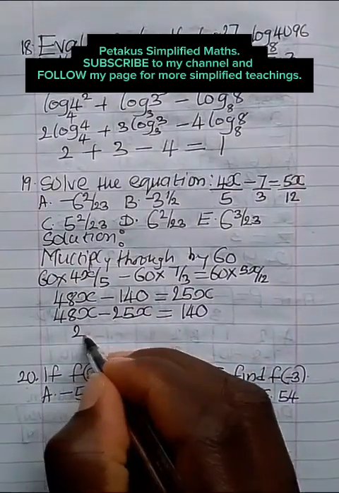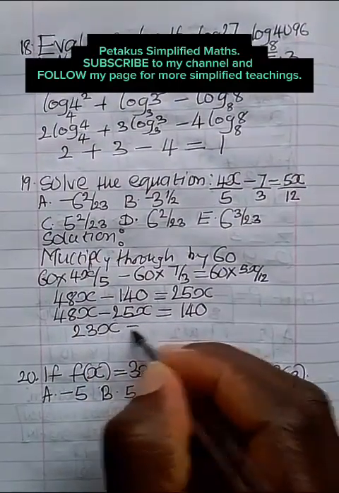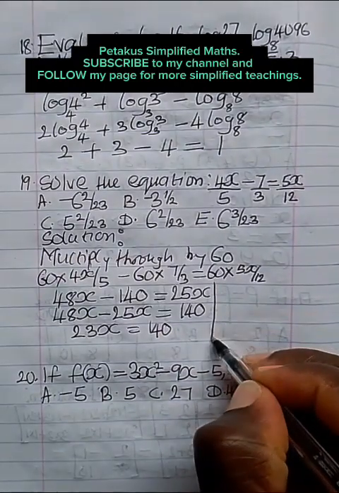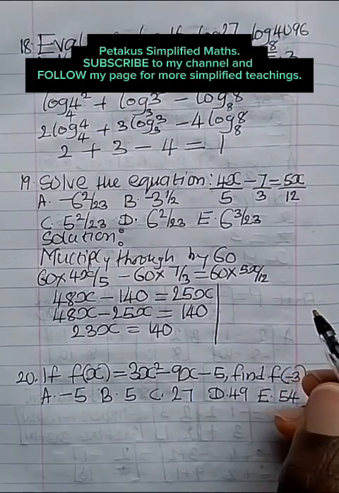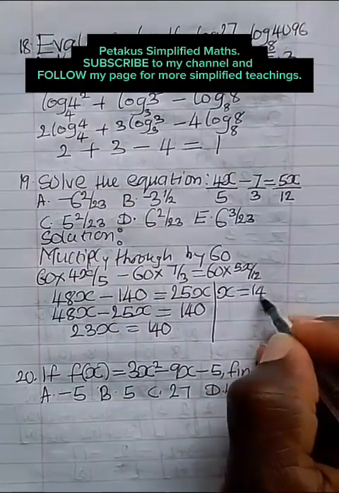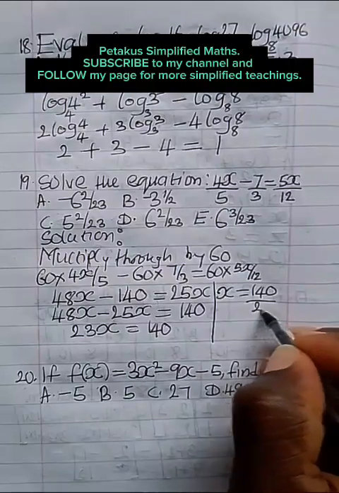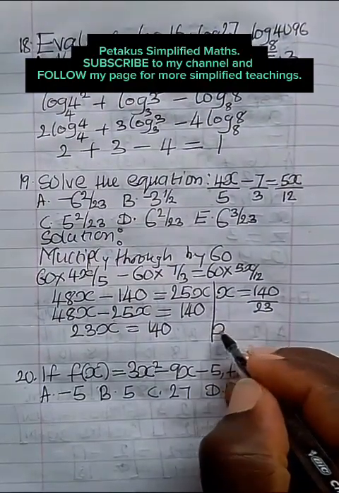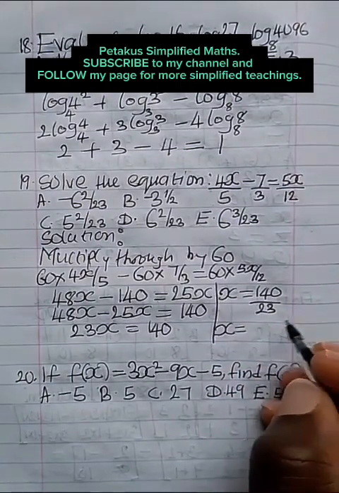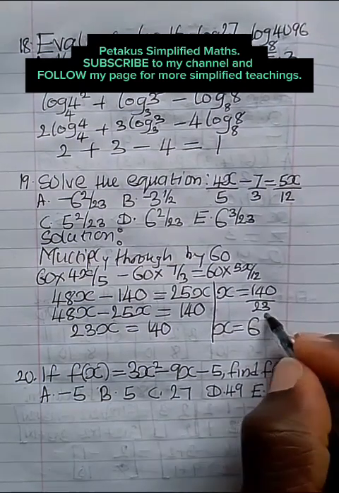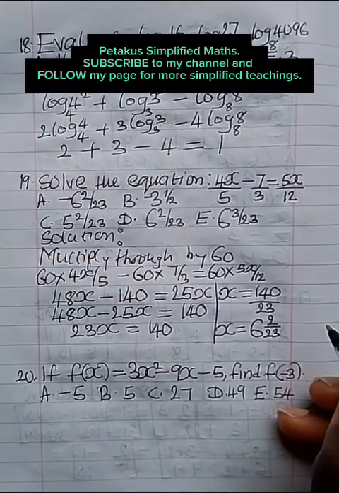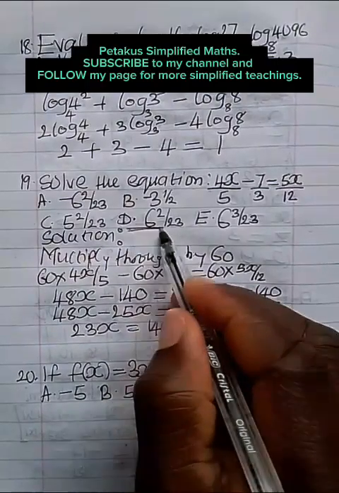Subtract from here, you have 23s equal to 140. To get s, divide both sides by 23. So s is equal to 140 divided by 23. Nothing is common. You express the result as a mixed number, and that will give you 6 whole number 2 over 23. By this, the correct option is D.